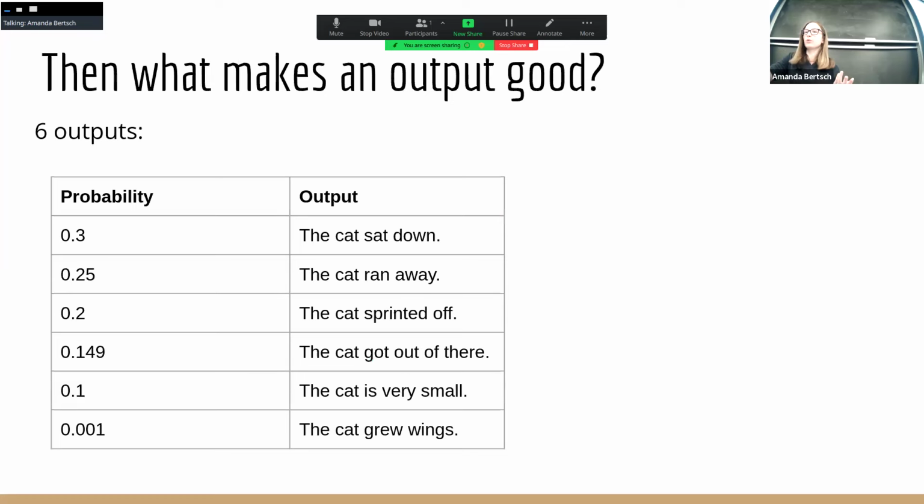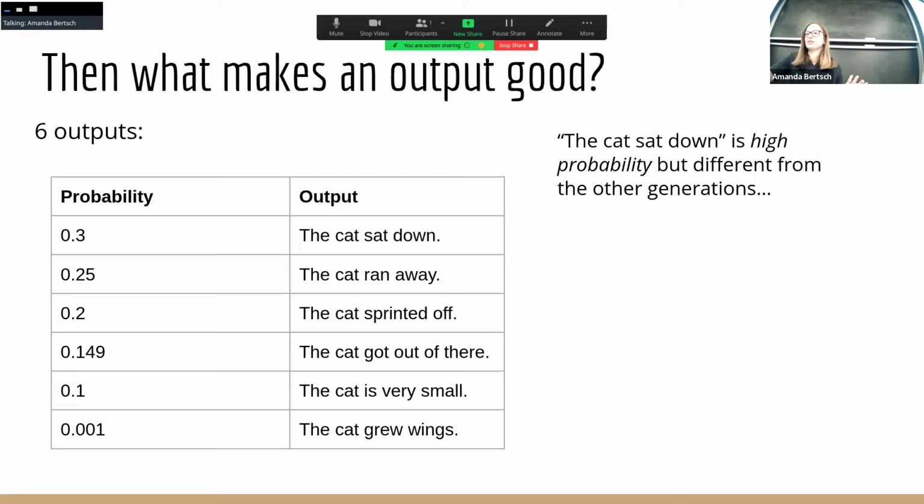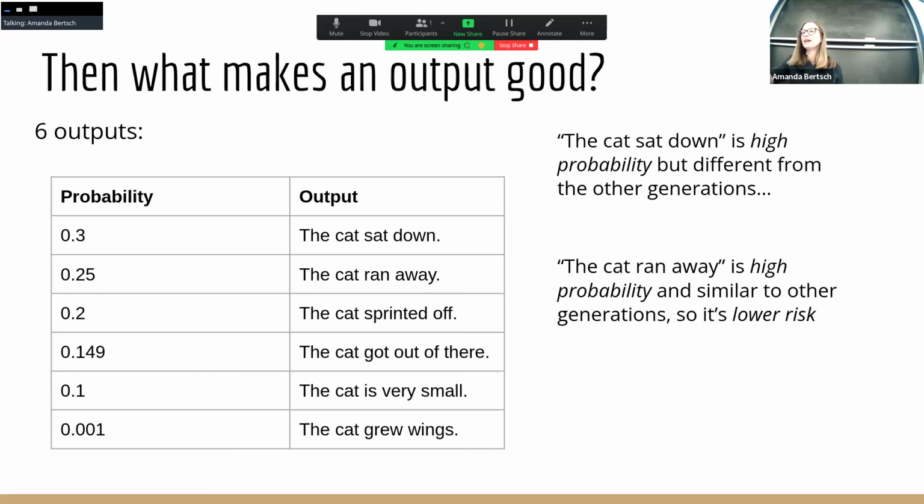The question then is, if it's not probability that makes an output good, what is it? So we have this one output that's really high probability, but it's very different from everything else in our set. And then we have a couple of outputs that are all pretty high probability and similar to a bunch of other relatively high probability things. So maybe it's less risky to return one of these, right? Our thing that's higher probability but different than everything else could be different because it's way better, or it could be different because it's way worse.